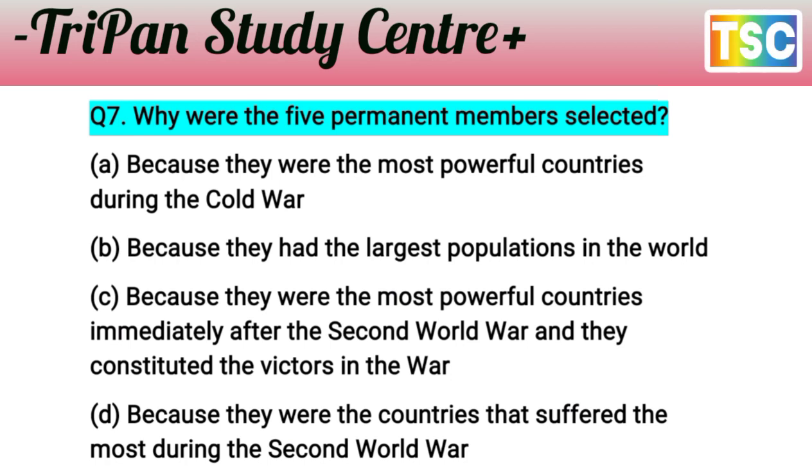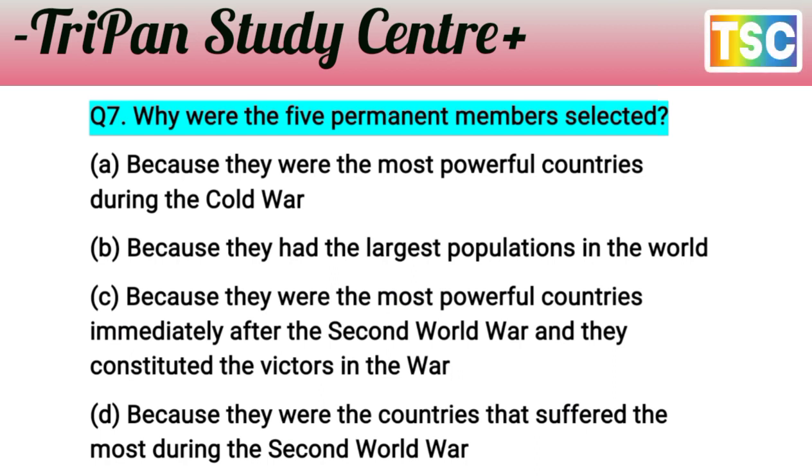Because they had the largest population in the world. That's nothing. India has the largest population here. But India is not a permanent member of the UN. That's important. This B is also rejected here. And D, because they were the country that suffered the most during the Second World War. But that's nothing as an answer. It means C is the correct answer here.